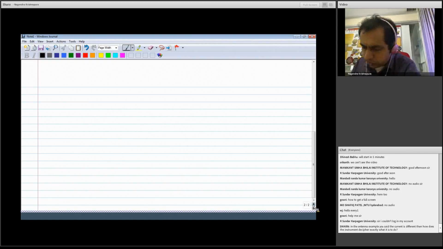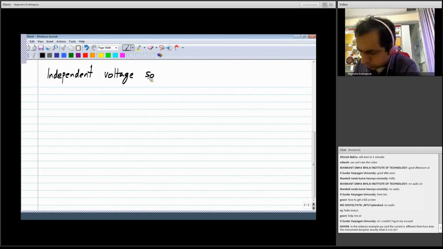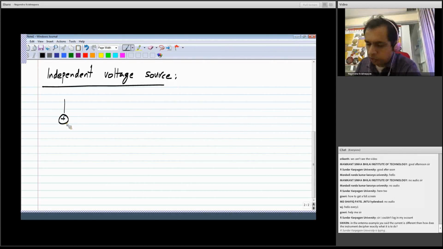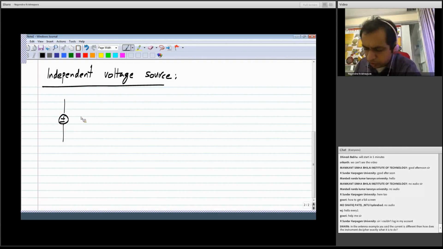Now the very first element that we will take is what is known as an independent voltage source, and this is denoted by a symbol which has a circle with plus and minus marked, and what is given is the voltage in this polarity, and that is equal to, let's say, some V0.